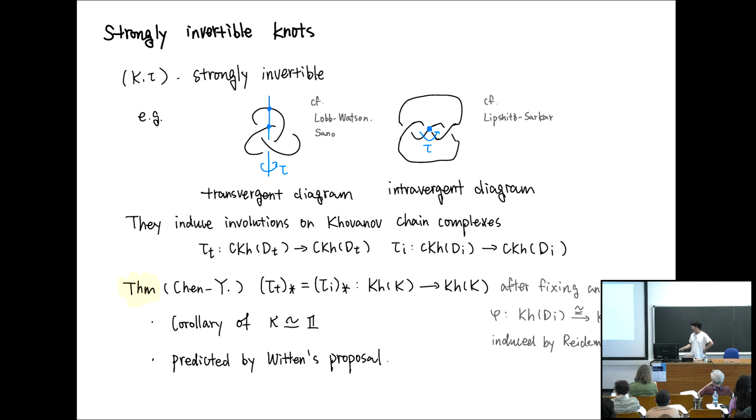to recover Khovanov homology using some gauge theoretic construction. Because if you have such a picture, both tau t and tau i are induced from this geometric involution, and then there's no reason to say you have two different involutions from the same construction. So that is predicted by that, but our result you can think of as an elementary, combinatorial, algebraic proof of this prediction.